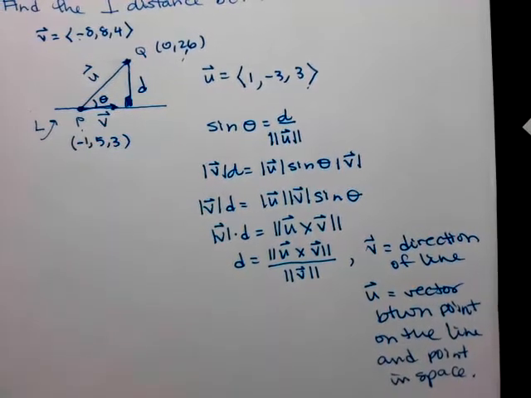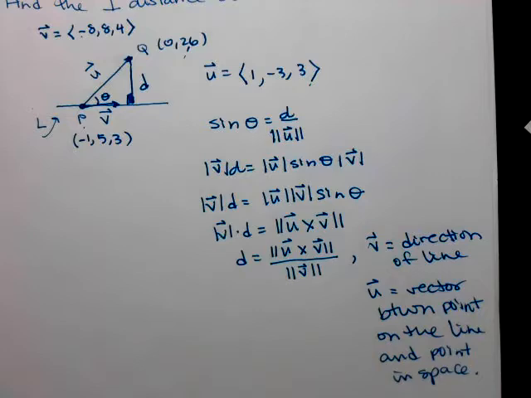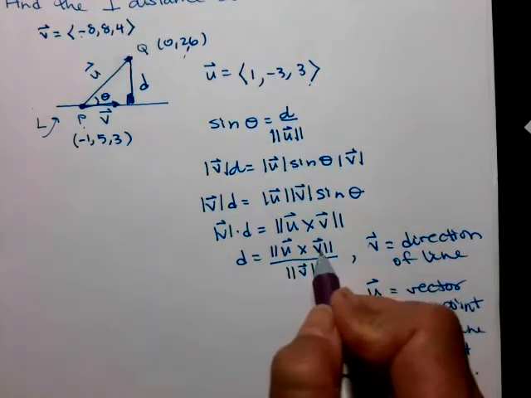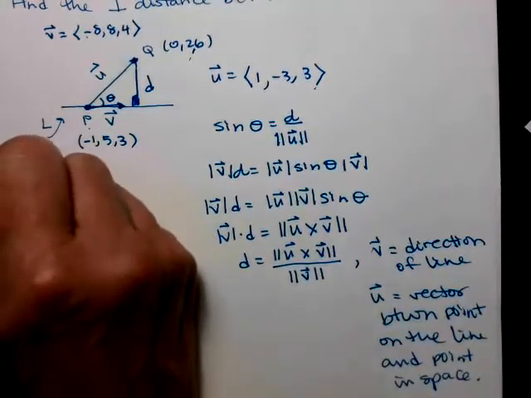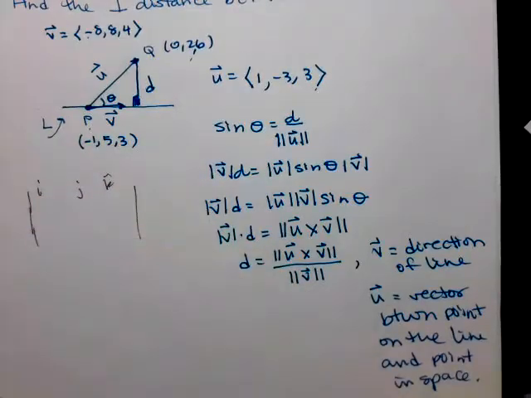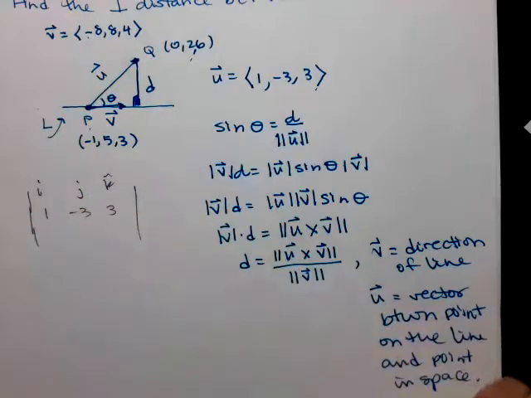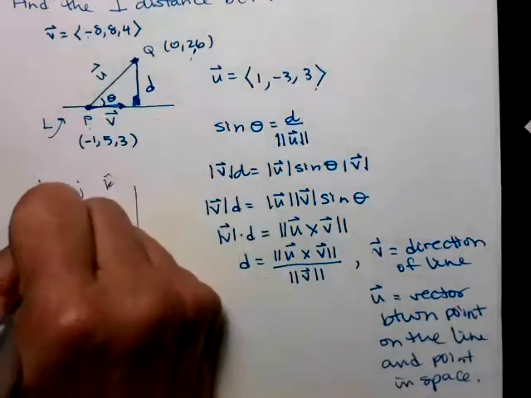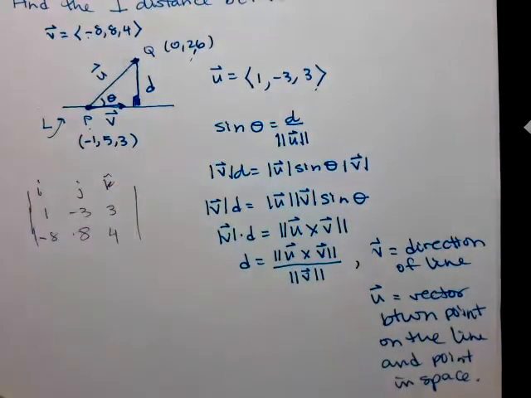Okay. All right, so now that we know what we're supposed to do, let's just go ahead and do it so we can actually find it. I'll change colors here. Hopefully it will show up. Okay, so I need U cross V. So we'll go ahead and set that up. So I, J, K. My U vector is 1, -3, 3. V is the vector -8, negative 8. I'm sorry, -8, positive 8, 4.